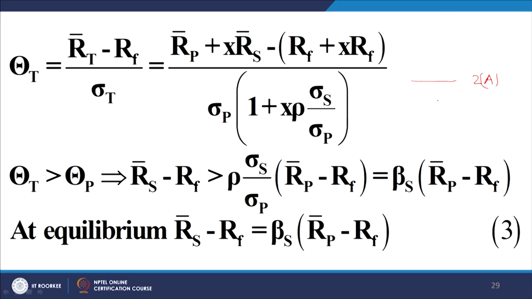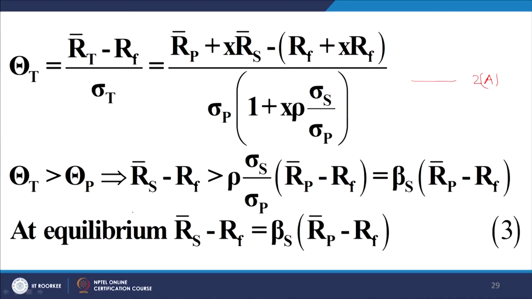Now if we require that the Sharpe ratio of the new portfolio T that we have formed by adding an infinitesimal amount of security S to portfolio P, where theta is the Sharpe ratio, what we require is that theta T should be greater than theta P. Now, if we use theta T equal to the expression given by equation number 2a, and theta P of course is equal to E R P minus R F divided by sigma P, and if we simplify, what we get is the expression that I am underlining.